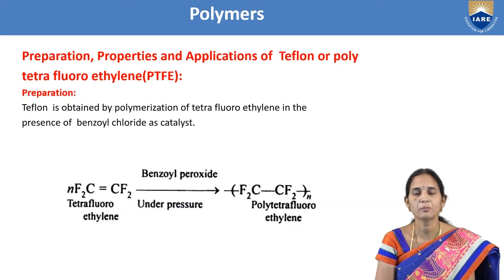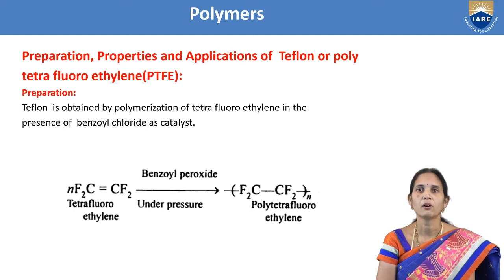Next, preparation, properties and applications of Teflon or polytetrafluoroethylene. Previously we discussed polyvinyl chloride, which we prepared by adding a number of vinyl chloride molecules, applying heat of 90 to 110 degrees centigrade and adding a catalyst. And the next one is Teflon. Teflon is obtained by polymerization of tetrafluoroethylene in the presence of benzoyl peroxide as catalyst.